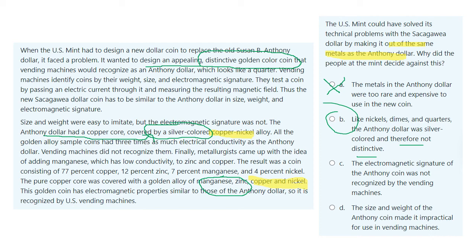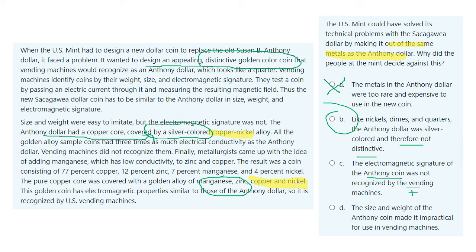C, the electromagnetic signature of the Anthony coin was not recognized by the vending machines. This is true. The Anthony coin was recognized by the vending machines. This is false. It's the new signature, the Sacagawea dollar, that was not recognized.